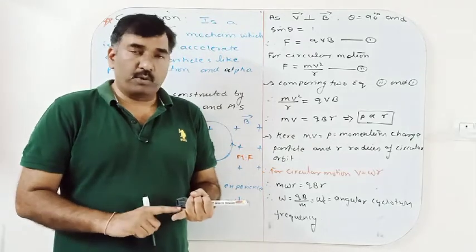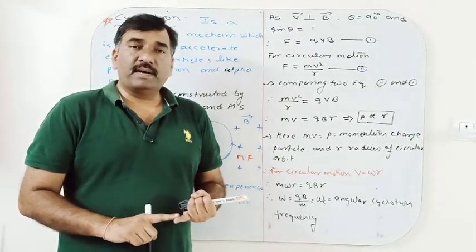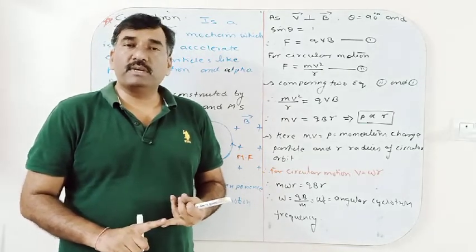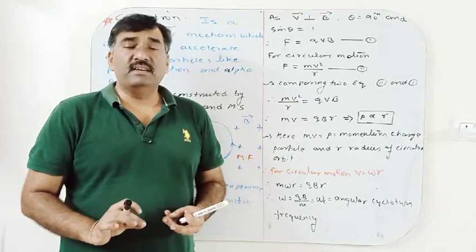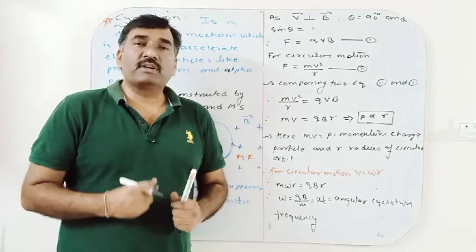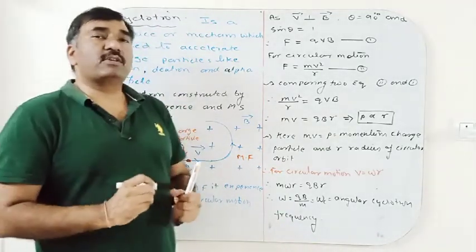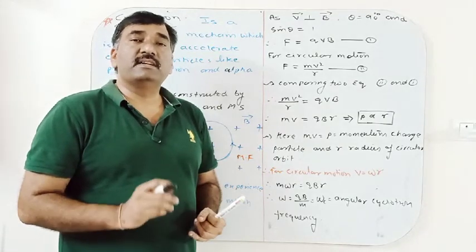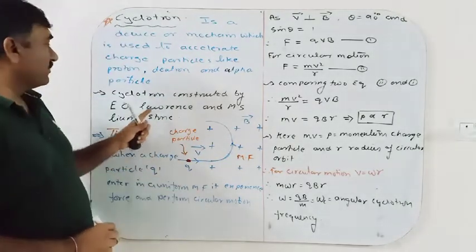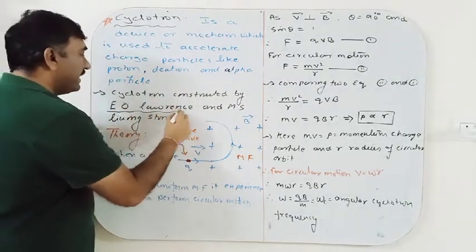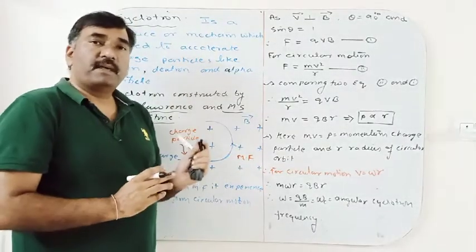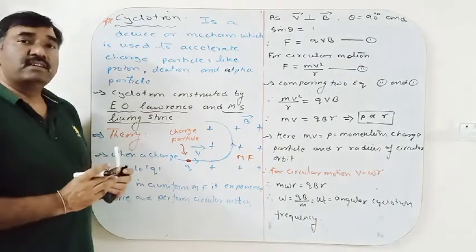Which charged particles? Protons, deuterons, alpha particles. It is not able to accelerate neutrons as well as electrons. Why not neutrons? Because a neutron is a chargeless particle, and the electron's mass is very small. We can study why the electron is not accelerated by the cyclotron. So the cyclotron is a device or a machine which is used to accelerate charged particles. This device was constructed by E.O. Lawrence and M.S. Livingston. These are the two scientists and engineers who constructed the cyclotron. So what is the basic theory behind the cyclotron?